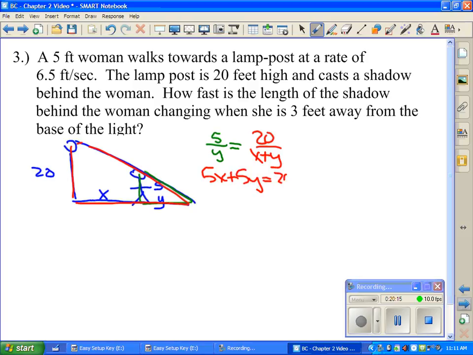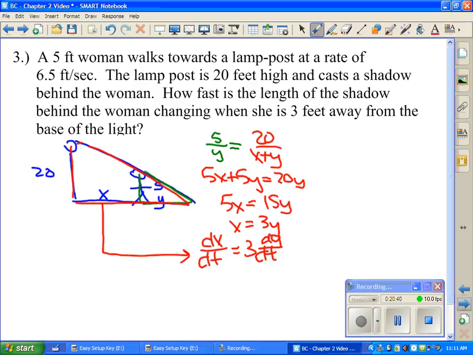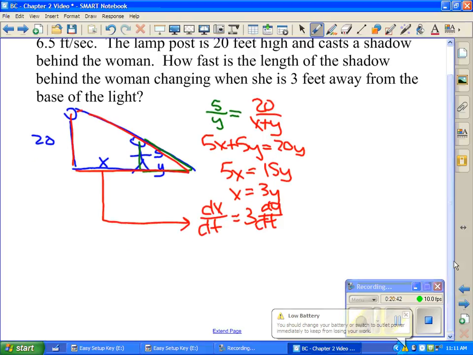Take the derivative of both sides with respect to time. dx dt equals 3 dy dt. The woman is walking at a rate of 6.5 feet per second towards the light, so that has to be a dx dt. And because x is shrinking, you actually want to represent dx dt as negative. So negative 6.5 equals 3 dy dt. So dy dt is equal to negative 6.5 over 3 feet per second.